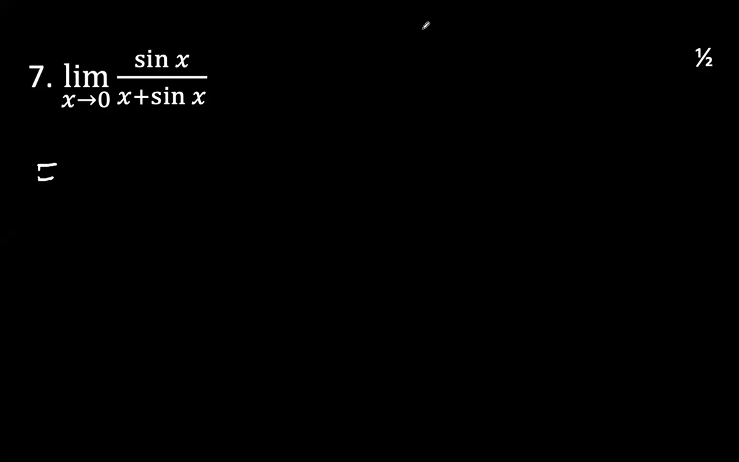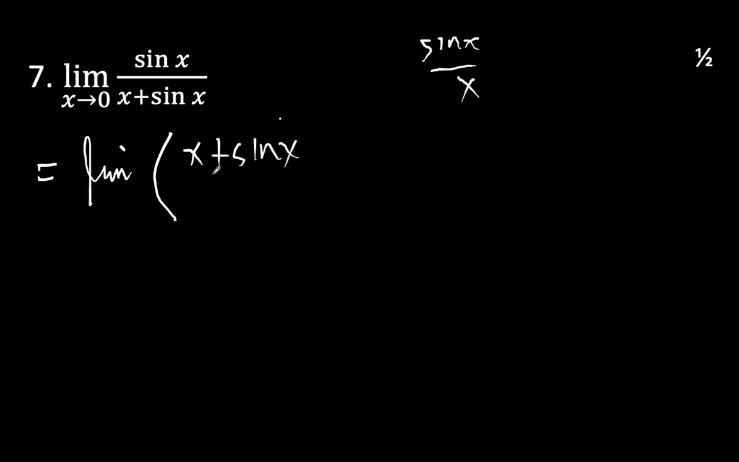In method 1, I need to express the given function as sine x over x, all right? For me to do that, I can take the reciprocal of the given expression. So I have x plus sine x over sine x, and of course, since we take the reciprocal, let's raise it to negative 1. This puts the expression back to its original form.